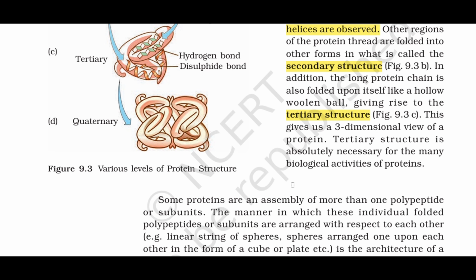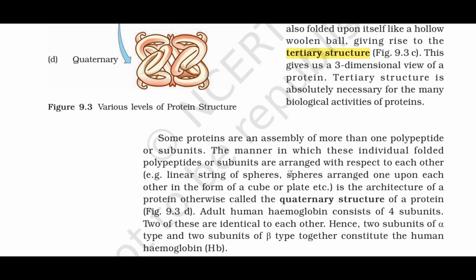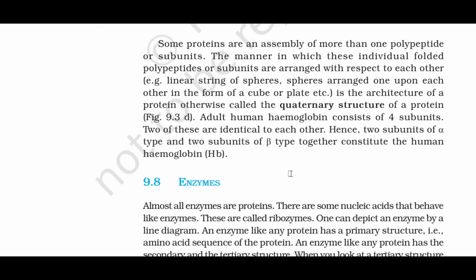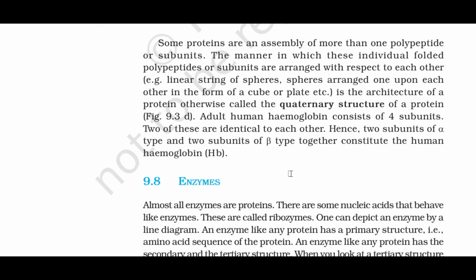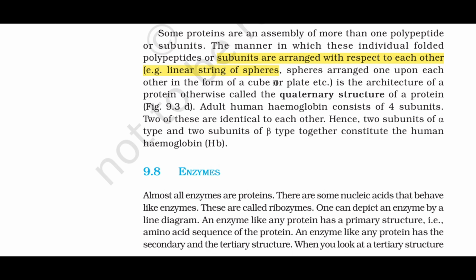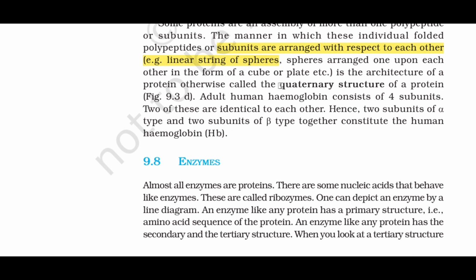Tertiary structure is absolutely necessary for the many biological activities of proteins. Some proteins are an assembly of more than one polypeptide, or subunits. The manner in which these individual folded polypeptides or subunits are arranged with respect to each other, e.g. a linear string of spheres, or spheres arranged one upon each other in the form of a cube or plate, etc., is the architecture of a protein, otherwise called the quaternary structure of a protein, Fig.